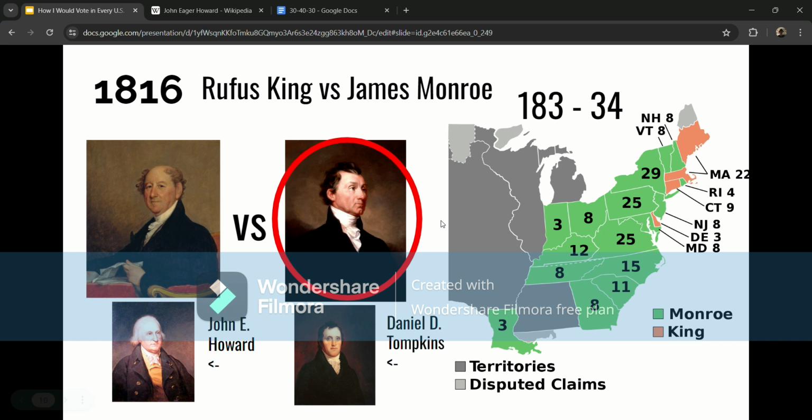And again, experience-wise, James Monroe, go ahead and look him up. I'm not going to do it here for time's sake. He pretty much blows Rufus King out of the water. So there's no surprise here that I would vote for James Monroe.